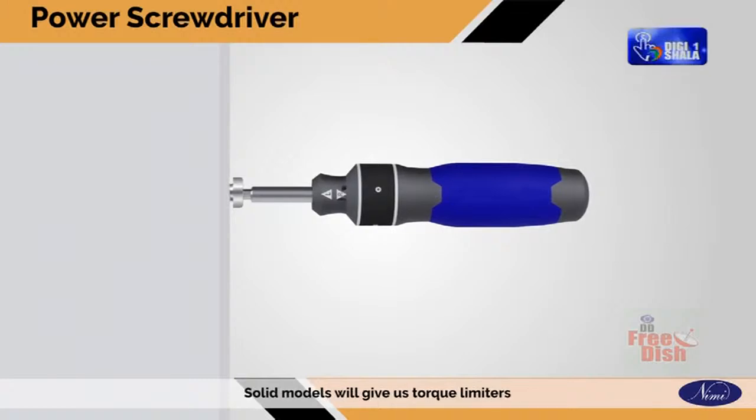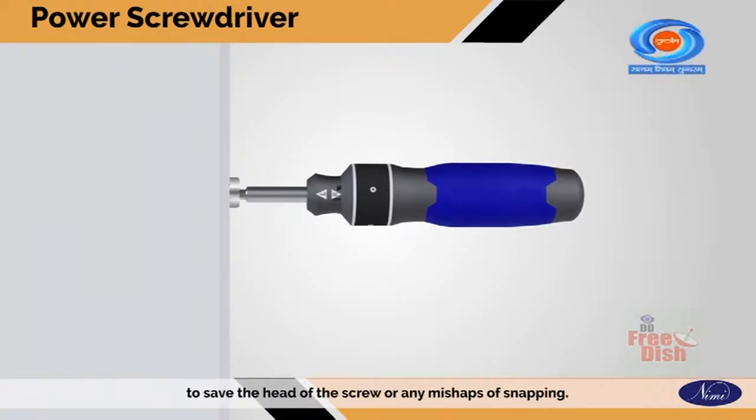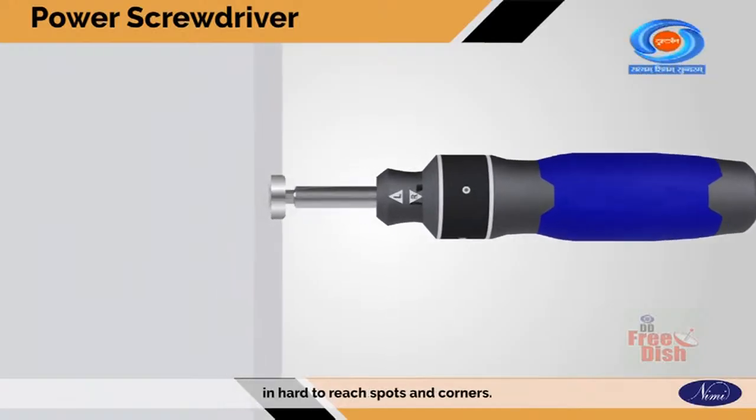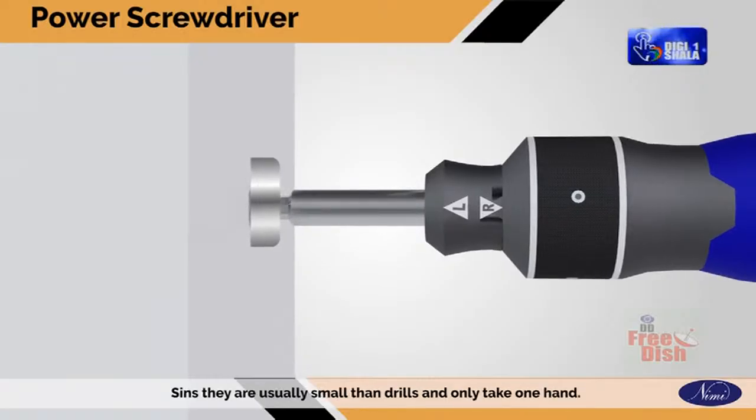Solid models will give us torque limiters and allow you to set the maximum torque to save the head of the screw or any mishaps of snapping. They can also help in hard-to-reach spots and corners, since they are usually smaller than drills and only take one hand.